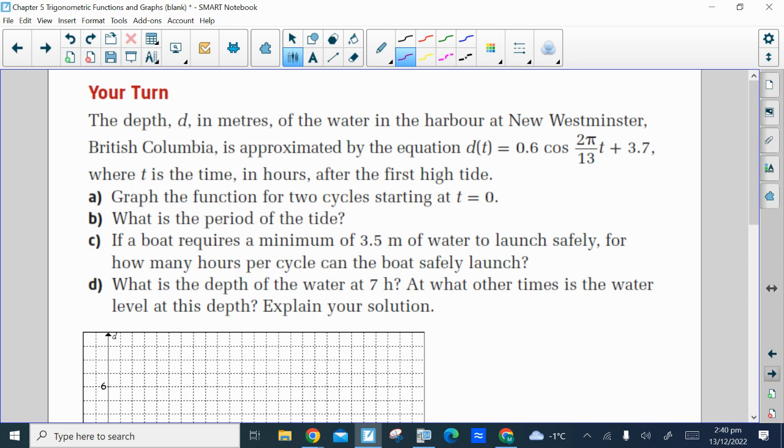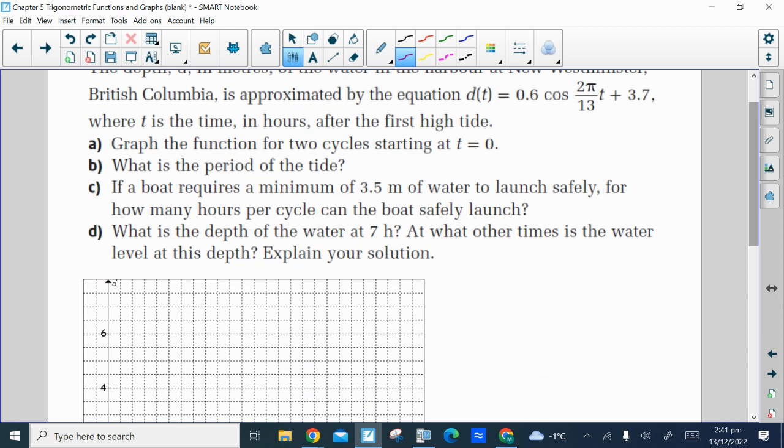So here's another example at a different place along the west coast. The depth D in meters of the water in the harbor at New Westminster, BC, is approximated by that equation. So completely different equation. Remember, it said that Prince Rupert had the deepest natural harbor in all of North America. So the vertical displacement was a larger number, the amplitude was a larger number as well. But once again, we want to graph this for 2 cycles starting at time equals 0.